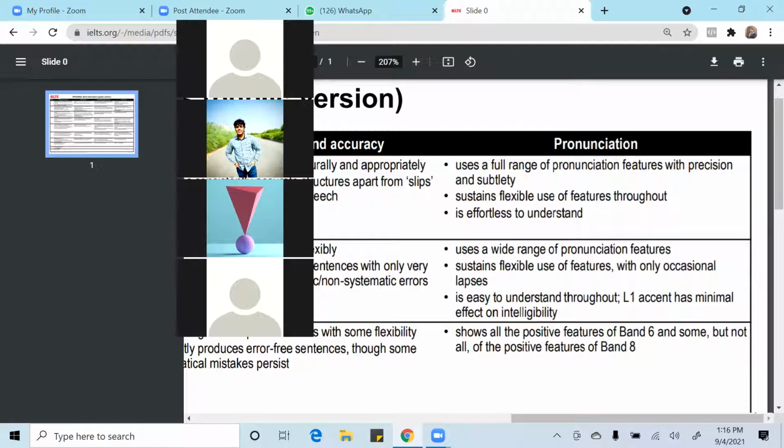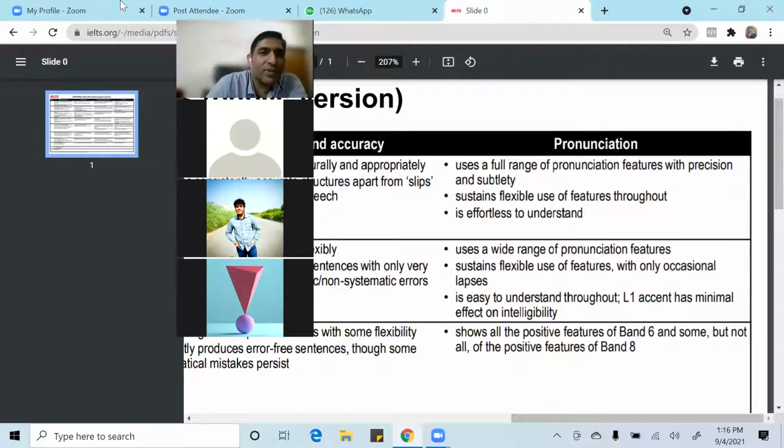We should not use the native language. Our regional language should not be seen in our English. It should be easy for the examiner to understand when we talk. Exactly, you're right. It should not have MTI. What is MTI, you know? MTI stands for mother tongue influence.